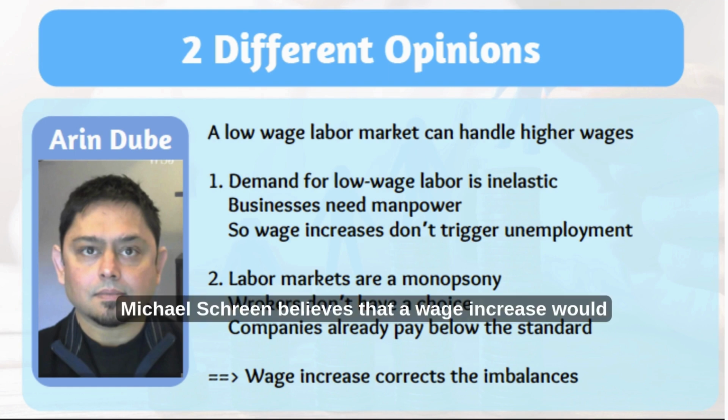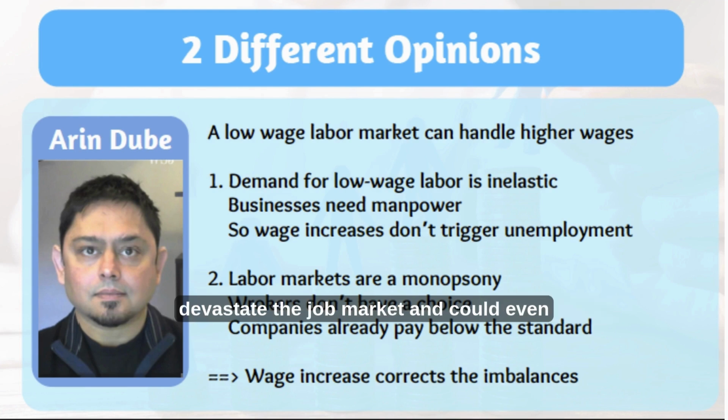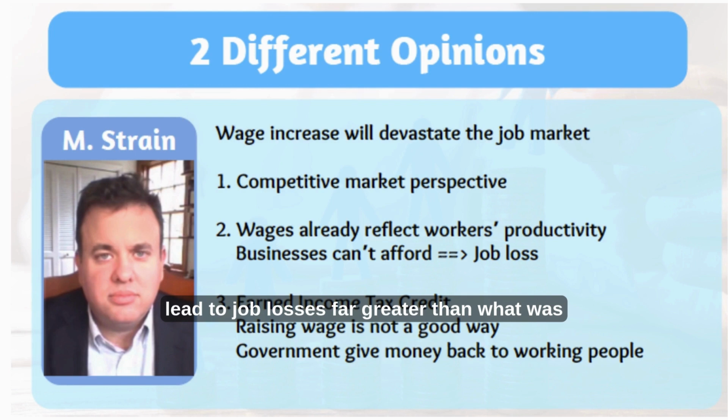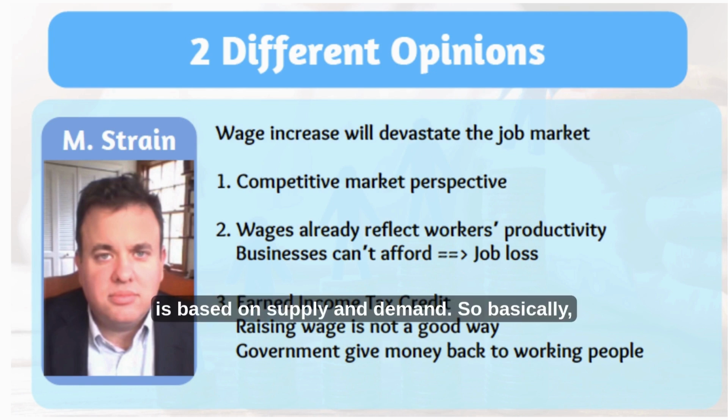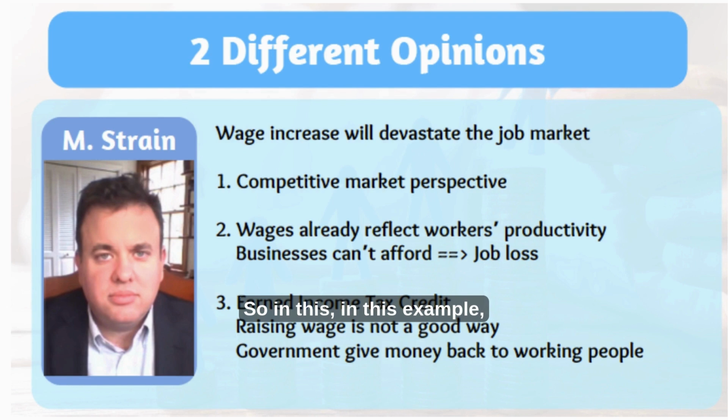Now, on the other hand, Michael Stream believes that a wage increase would devastate the job market and could even lead to job losses far greater than what was estimated in the CBO report. Now, his idea is one that uses a more competitive market approach perspective. What this means is that the market is based on supply and demand. So basically, as the price for something goes up, the demand for it goes down. So in this example, in the job market, as wages go up, businesses demand fewer workers.